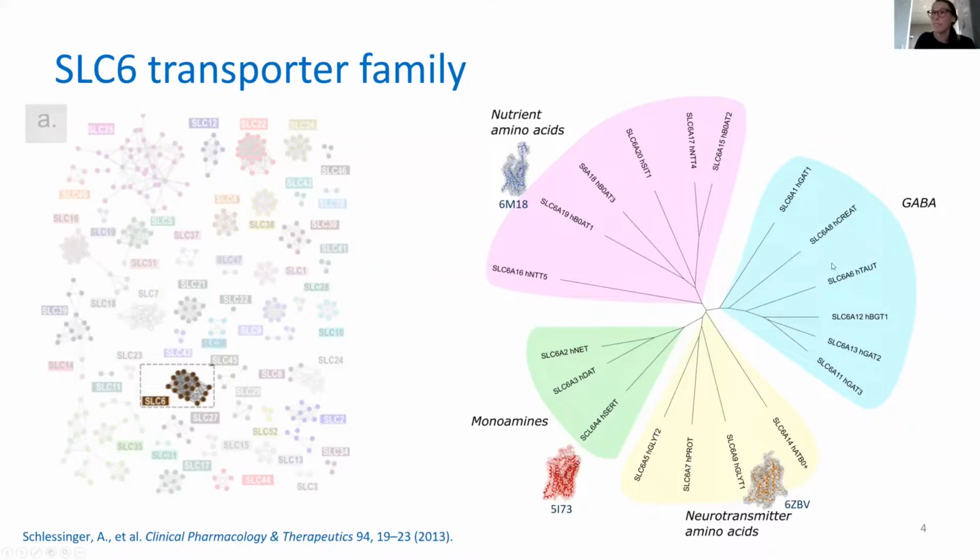And we have 4 different GABA transporters. Also very interesting that evolution designed 4 different transporters to basically transport the same substrate. And then next to the 4 GABA transporters, we also have the transporters for creatine and taurine.